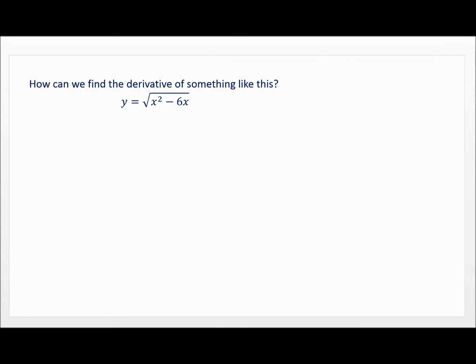Everybody, hope you're doing well. We'll talk about something new. And the question comes up is, how can you find the derivative of something that looks like this? Okay, we know how to take the derivative of square roots.